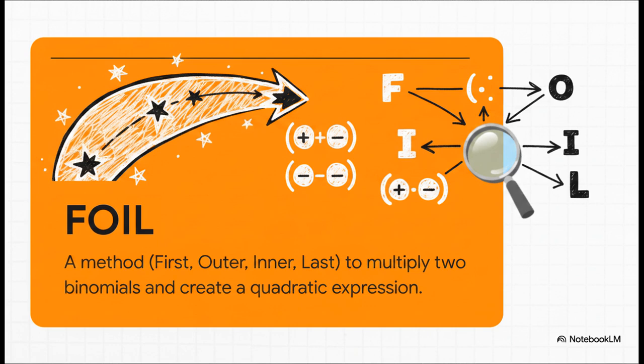We just follow the steps. First, x times x gives us x squared. Outer, x times negative 5 is negative 5x. Inner, 3 times x is 3x, and last, 3 times negative 5 is negative 15. Then you just combine those two middle terms, the negative 5x and the 3x, and bam, you get x squared minus 2x minus 15. You just built a quadratic from scratch.